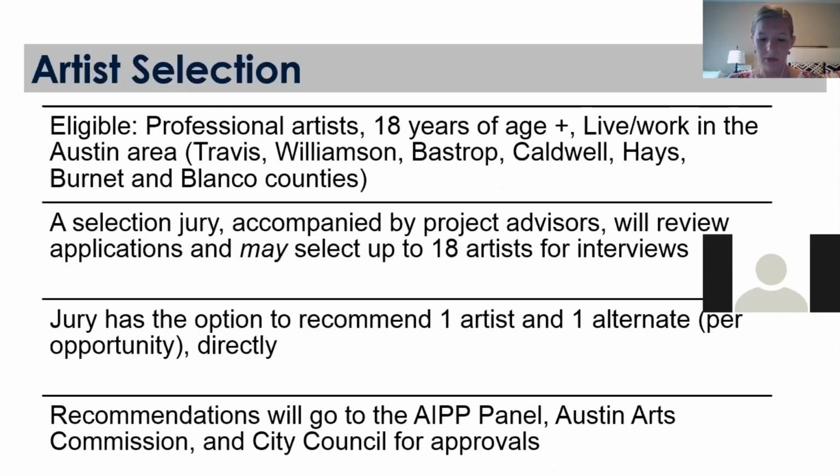There will be a jury convened by the AIPP panel to review applications and select up to 18 artists for interviews. That would be 3 per opportunity. Or they can just directly select 6 artists and 6 alternates for the project with no interviews. Those selections, which we call recommendations, will be presented to the AIPP panel for approval, as well as the Arts Commission. And once approved by those bodies, we will recommend to City Council that they grant us authority to negotiate the 6 $100,000 contracts.